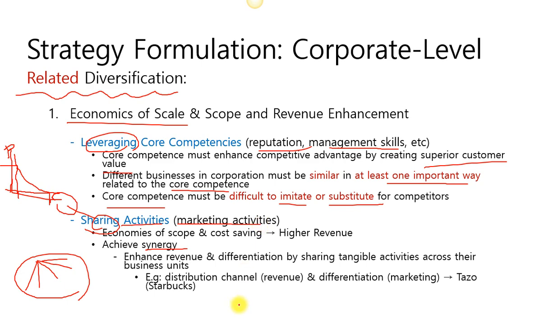Okay, I have given Starbucks as an example. Starbucks also distributes the tea brand Tazo. So they have that sort of distribution channel already. Because they already have that distribution channel, it creates synergy. And Tazo is a tea, whereas Starbucks is coffee. So it's related diversification.